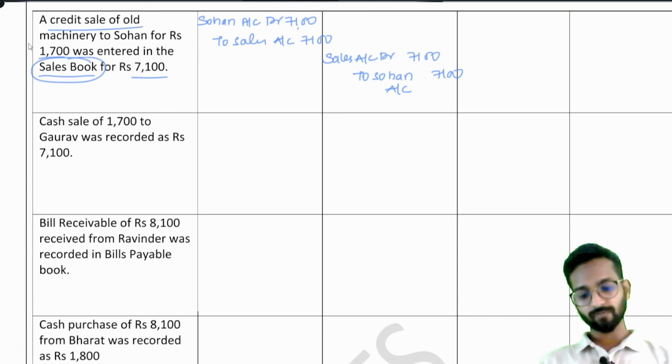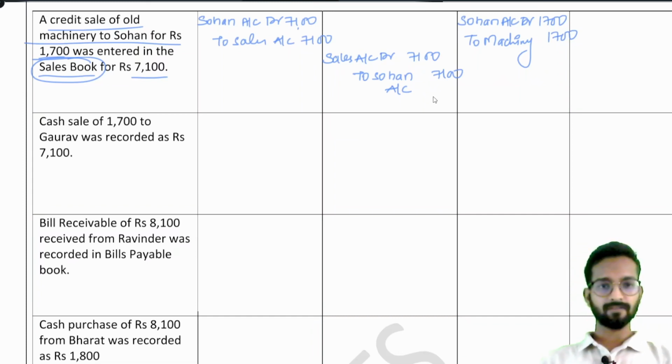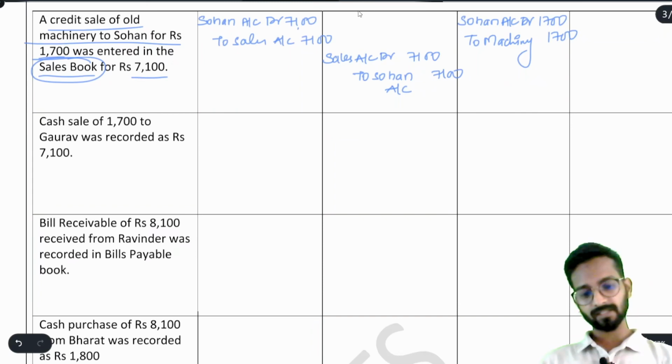What is the correct entry? A credit sale of old machine to Sohan was 1700. So I will write here Sohan account debit to machinery. How much? 1,700 and 1,700. I have sold the machinery for 1700. Now what will we do? Add the second and third part. Second and third.